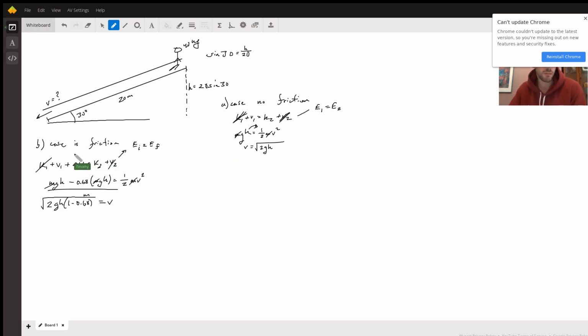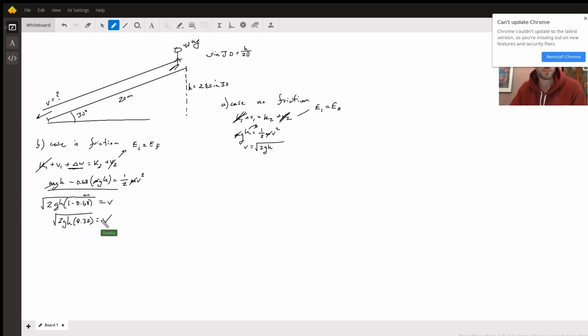Now, where the case is where there is friction, we have the initial energy equal to the final, except we have this change in W term, where this is the energy lost from the beginning. And what it actually is, it's 68% or 0.68 of that initial potential energy she had. So it just changes your equation in that v is equal to the square root of 2gh times 1 minus 0.68, which will be the square root of 2gh times 0.32.